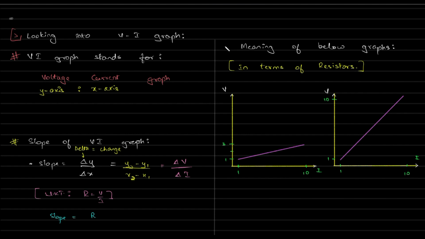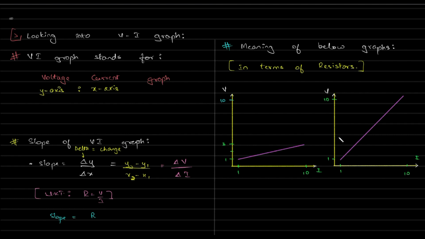Let me explain it a bit with an example: the meaning of the below graph in terms of resistance. I have two graphs. Along the x-axis, it is running from 1 to 10. Here too it's running from 1 to 10. Along the y-axis, this is also 1 to 10 and this is also 1 to 10. But here the slope is gradually increasing compared to this, right? This is slowly increasing. This is increased quite a bit.